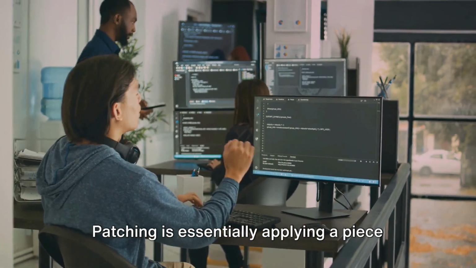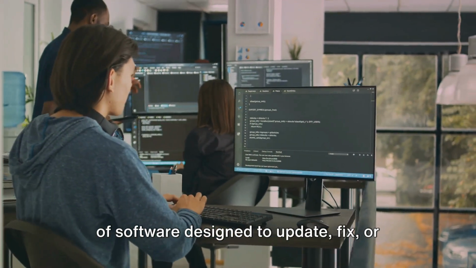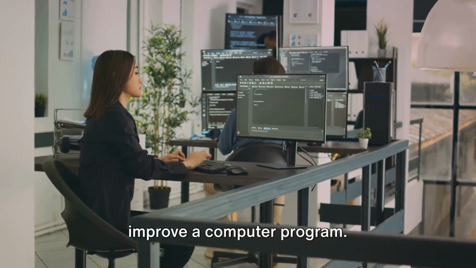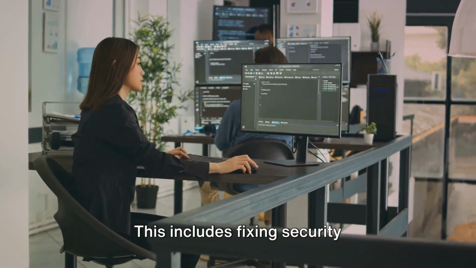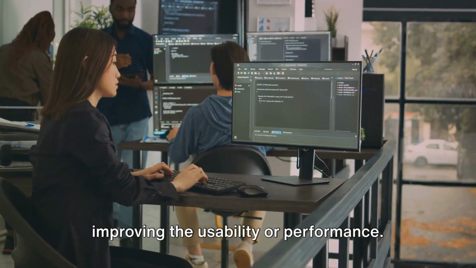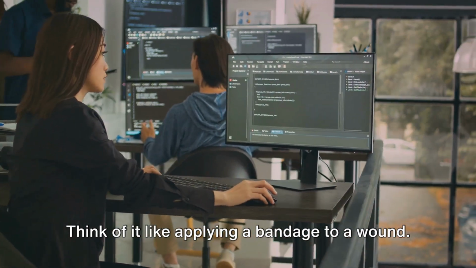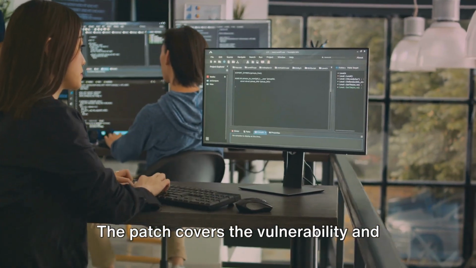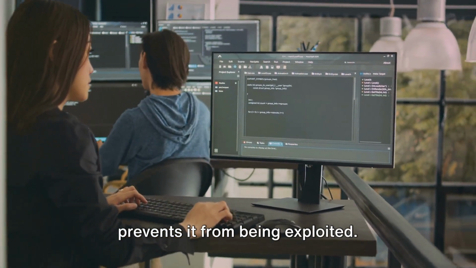Patching is essentially applying a piece of software designed to update, fix, or improve a computer program. This includes fixing security vulnerabilities and other bugs, and improving the usability or performance. Think of it like applying a bandage to a wound. The patch covers the vulnerability and prevents it from being exploited.